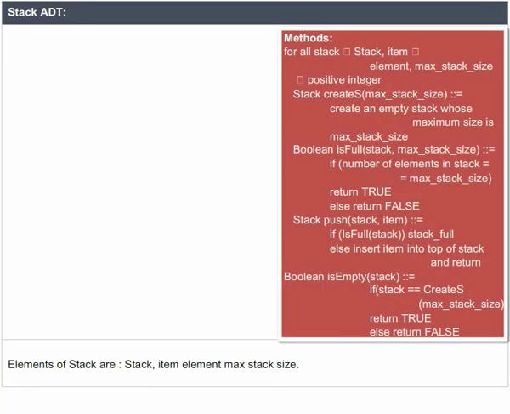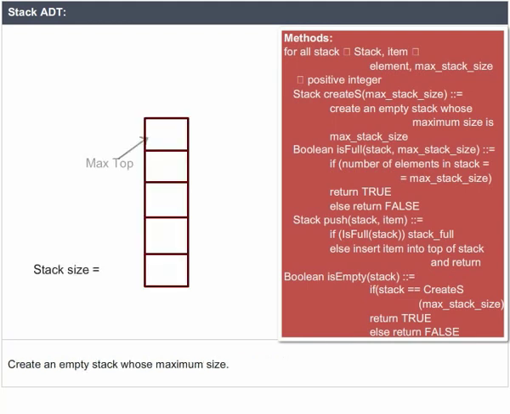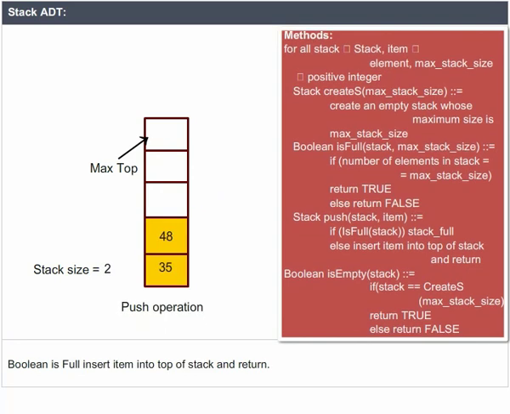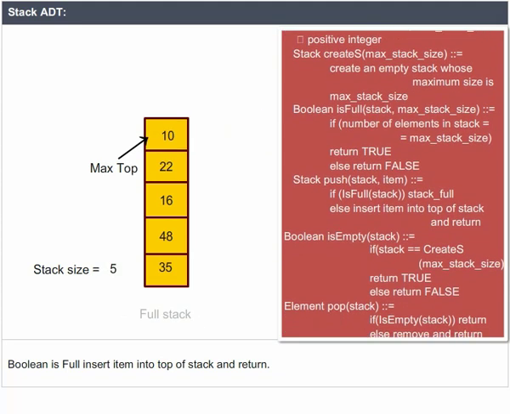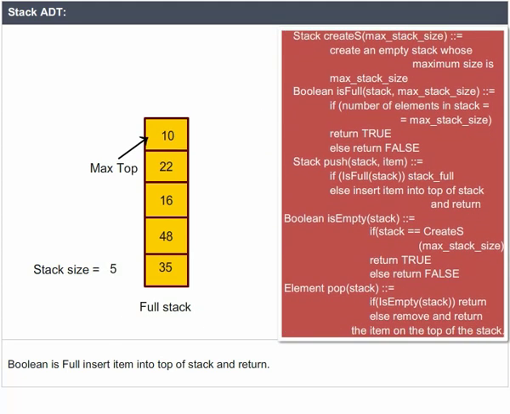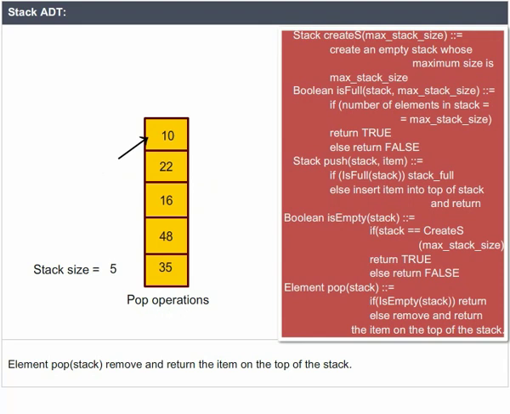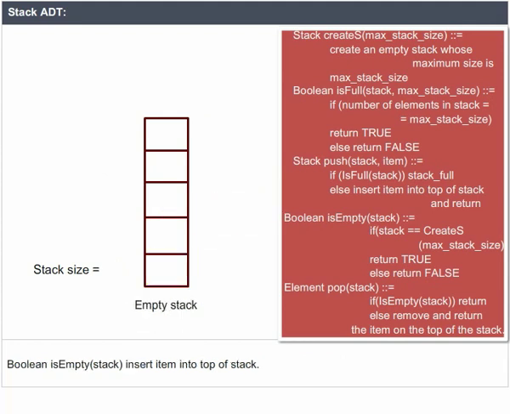Stack ADT. Elements of stack are stack item element, max stack size. Create an empty stack whose maximum size. Boolean is full. Push: insert item into top of stack. Pop: remove and return the item on the top of the stack. Boolean is empty.